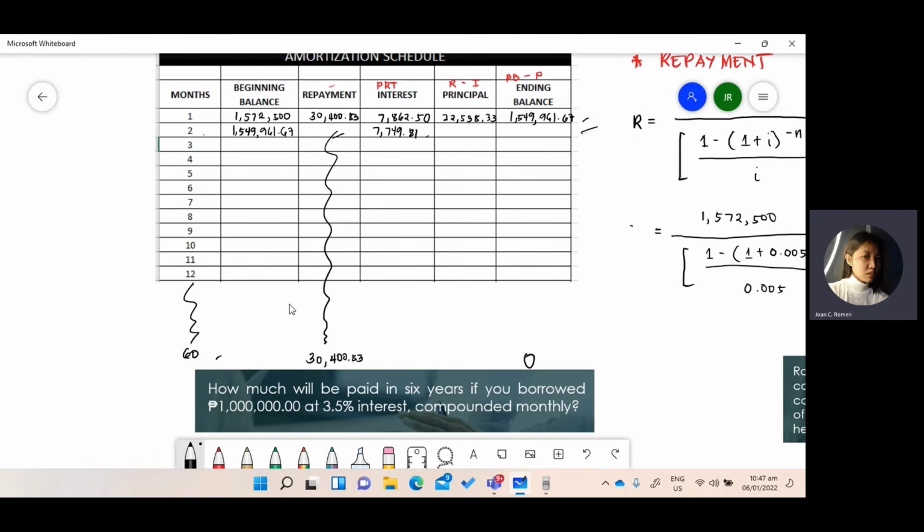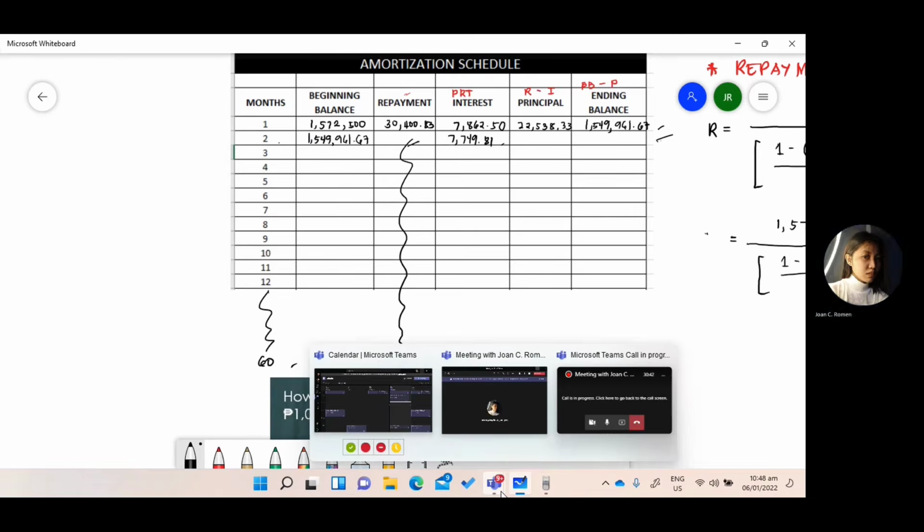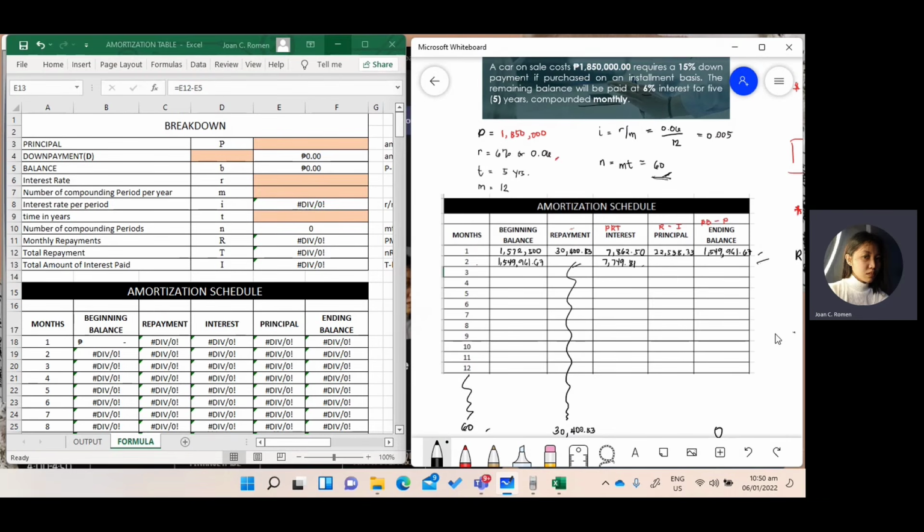So, let's have an example. Ayan, try natin i-solve ito using Excel. Try natin i-check using Excel file. So, just simply input all the given. So, for the principal, kung magkano yung pinaka-original na price niya, which is 1,850,000 pesos. Okay? Careful lang sa pag-i-input. Okay. And then, yung down payment, ilang percent yung nire-require sa atin? So, 15%. So, ayan. So, yung down payment natin ay 277,500. Yun yung na-compute natin kanina.